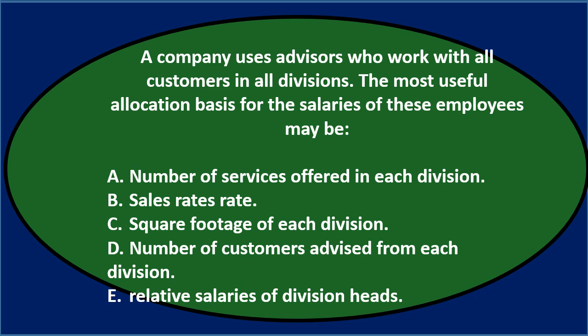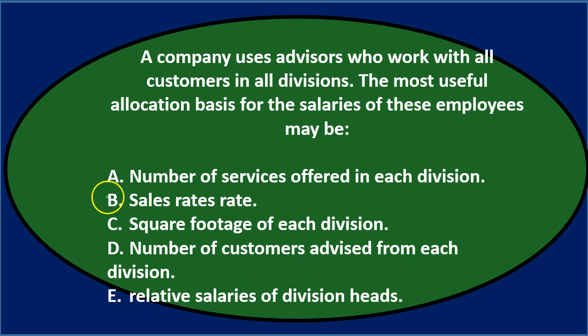A company uses advisors who work with all customers in all divisions. The most useful allocation base for the salaries of these employees may be... So we have these advisors, they work in multiple different divisions. We need to apply their salaries to the divisions that they work in. How do we do that allocation? We can use some type of activity base for a ratio type of analysis, which would be most appropriate. A, number of services offered in each division.